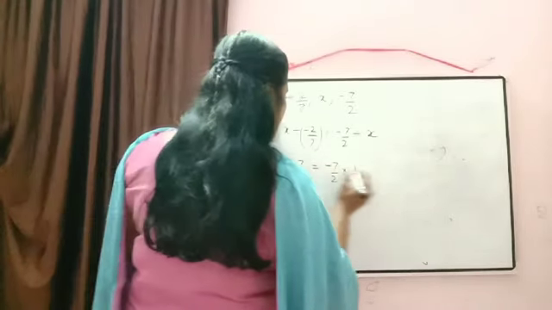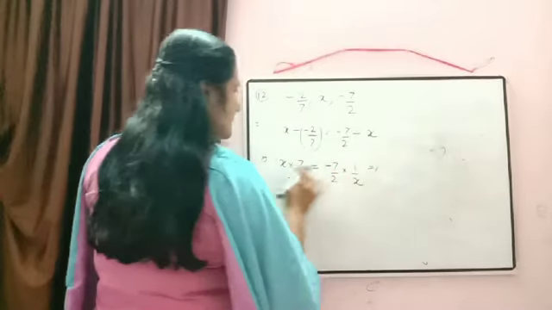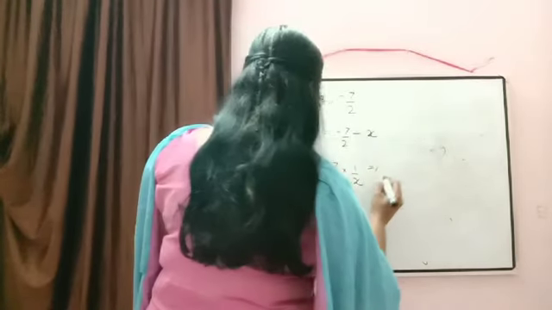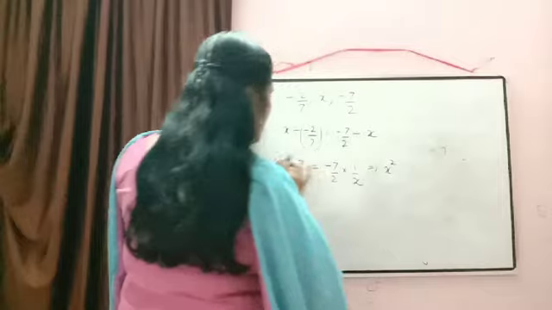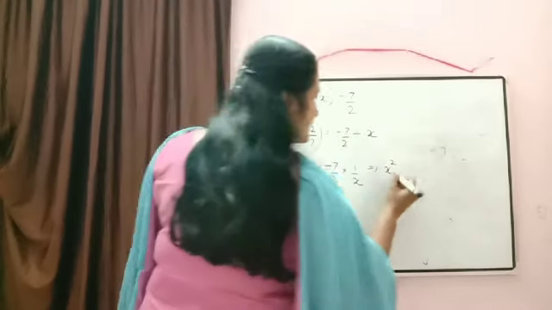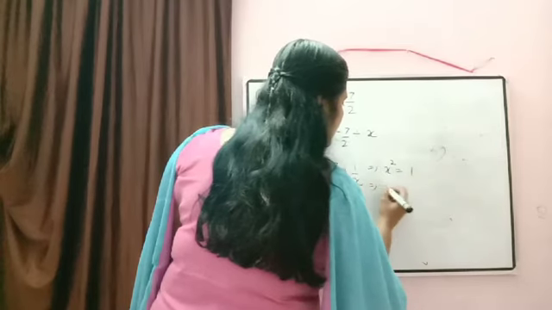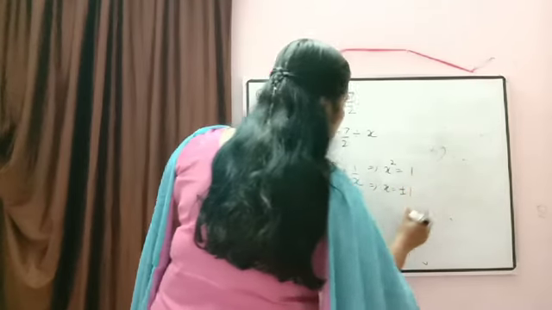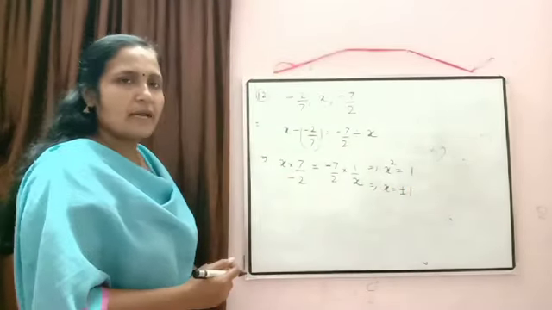Correct? So here minus and minus will get cancelled. This expression we can shift to the right hand side, then we get x into x, x square. Here 7 by 2 and 7 by 2 will get cancelled. We get x square is equal to 1, which is equal to x is equal to plus or minus 1.